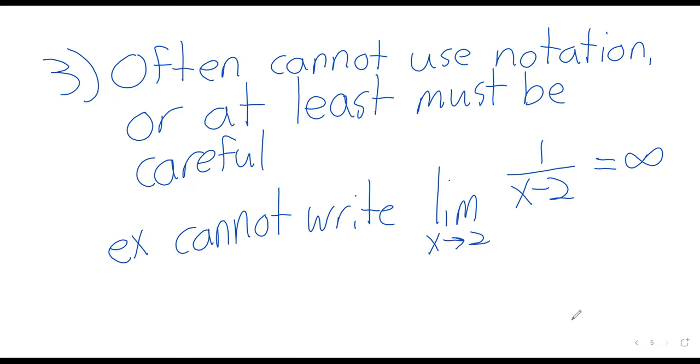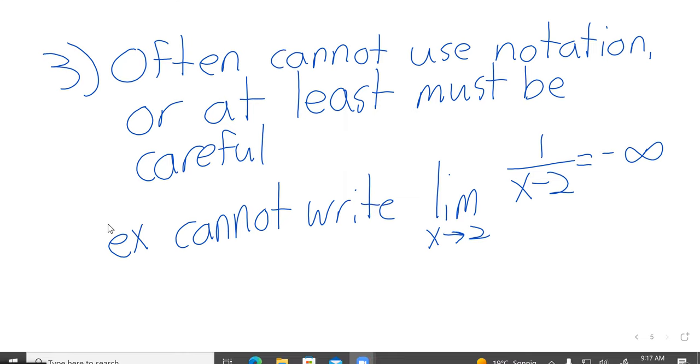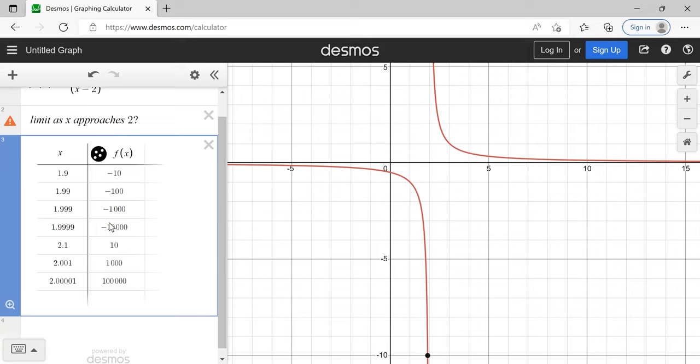But just as we can't write that it's positive infinity, we can't write that it's negative infinity. If the limit were negative infinity, that says that as x approaches 2, the values of f of x are sinking down to negative infinity. And that's not what's happening. Look at this 10, this 1,000, this 100,000.